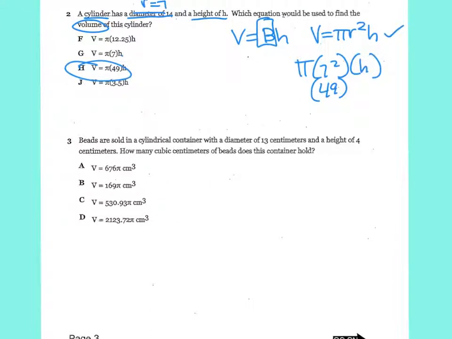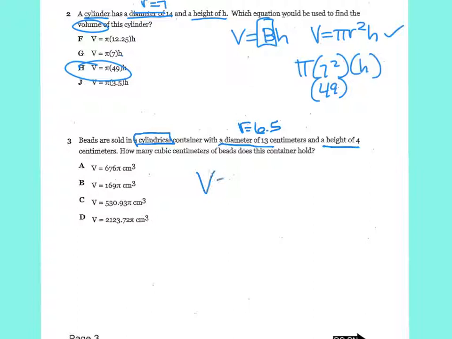Number 3, beads are sold in a cylindrical container. There's that word again, cylinder, with a diameter of 13 centimeters. So remember, they give us the diameter. We want to immediately change it to the radius. So 13 divided by 2, 6.5. And a height of 4 centimeters. How many cubic centimeters of beads does this container hold?